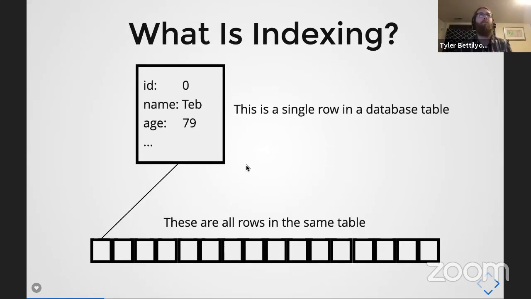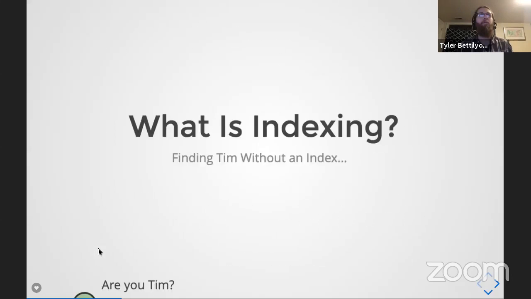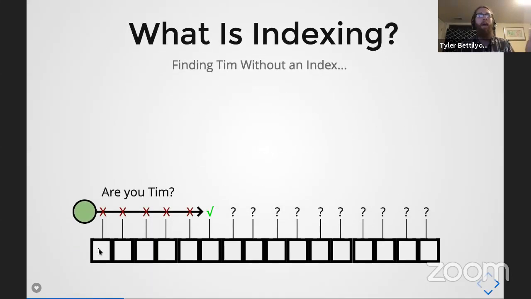We use indexes, right? So in our database, we've got a whole bunch of rows. Every row is stored on the hard drive. That's represented by this bar at the bottom. And any particular individual row is represented by a single box. When we have a question like, where's Tim? Without an index, this is really slow. We have to scan through every record.